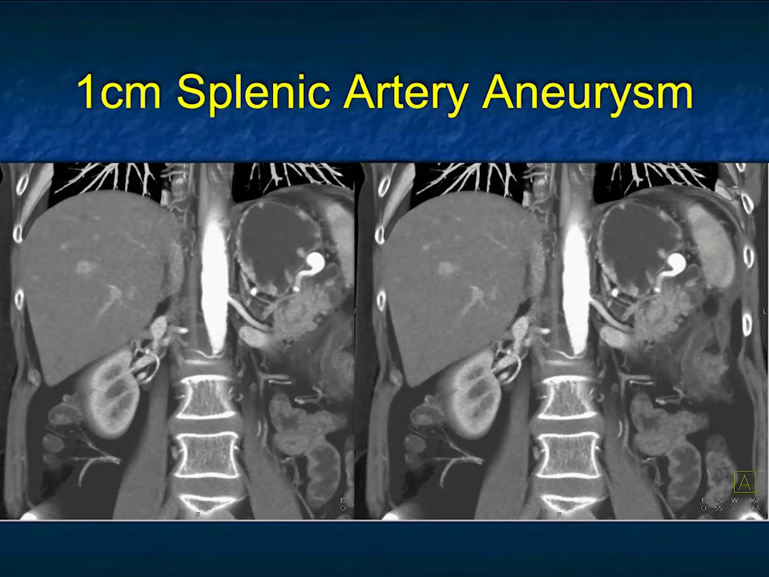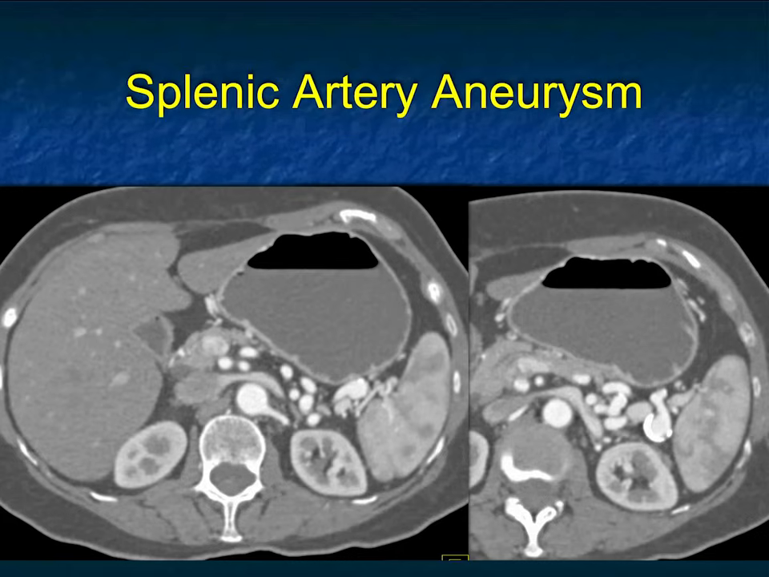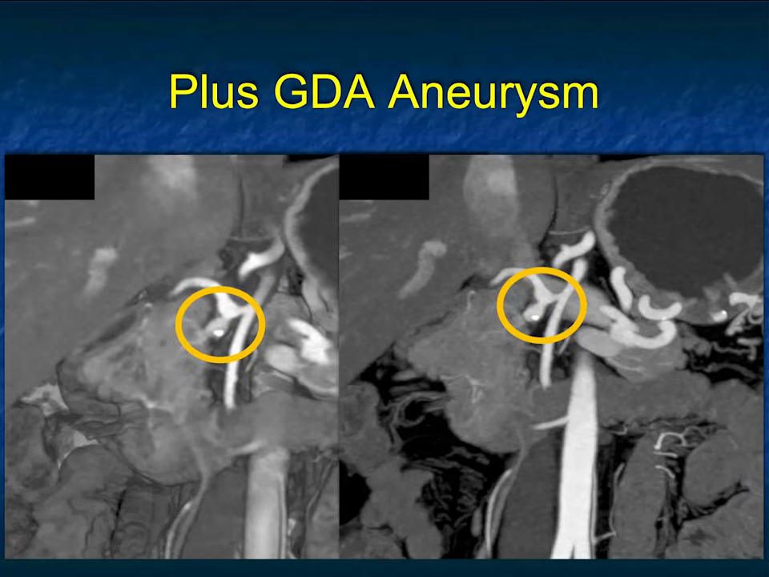Nice example, 1 centimeter splenic artery aneurysm, will be followed. Here's a patient with cirrhosis and portal hypertension and splenomegaly. You can see approximately a 2-centimeter aneurysm, most commonly near the hilum of the spleen. Here's a patient with splenic artery aneurysm with some faint calcification. The splenic artery in this patient is markedly tortuous.